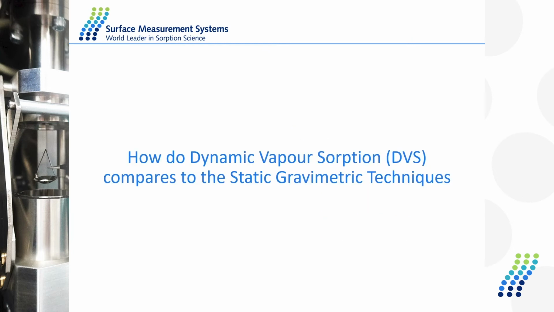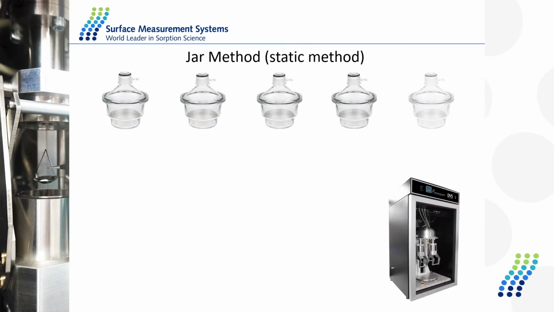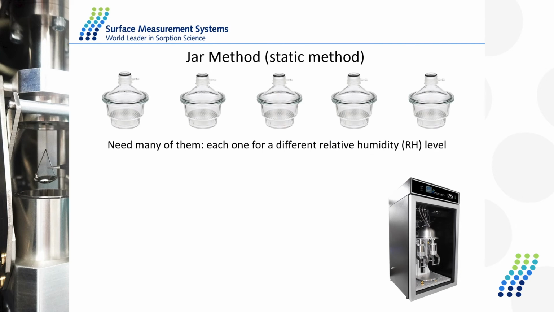So to explain how a DVS works, we're going to look at the origin of the design of a DVS. To do that, we are going to focus specifically on how the DVS was introduced, starting from the previous method that was used historically. Historically, we have a method called the jar method. In this method, we have a series of desiccators that contain a saturated solution of salt at the bottom of the desiccator. Each desiccator contains a different salt, and each salt will be able to generate a different level of partial pressure, specifically relative humidity, for that specific desiccator.